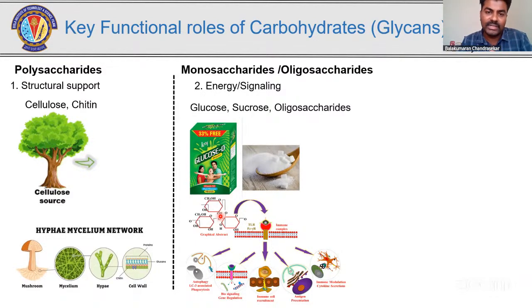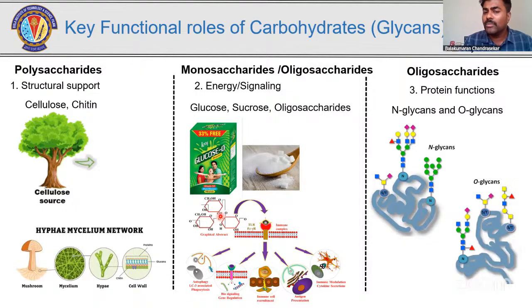So these are the two important cases where you can see the carbohydrate functions. Either as a polysaccharide, they provide structural support, or as monosaccharides or oligosaccharides, they are involved in energy or in signaling processes. Now carbohydrates don't only remain as carbohydrates, they can also be associated with other biomolecules of interest. For example, carbohydrates can be linked to a particular protein. Carbohydrates can also be linked to a particular lipid. The example I am showing here is a carbohydrate linked to a protein, which is going to dictate the protein's functions.